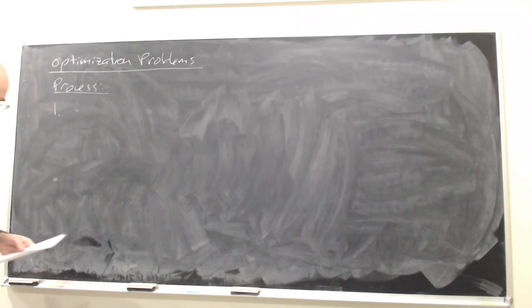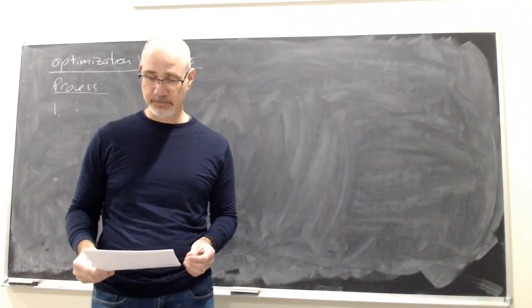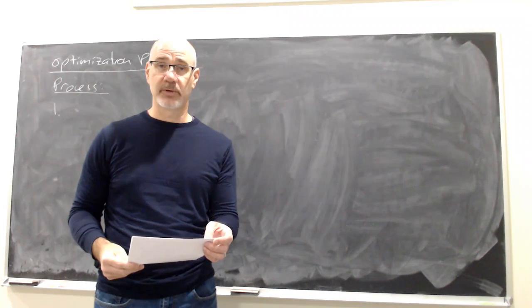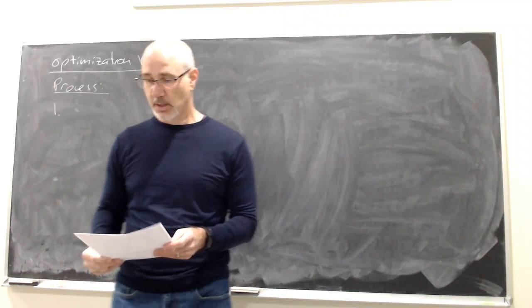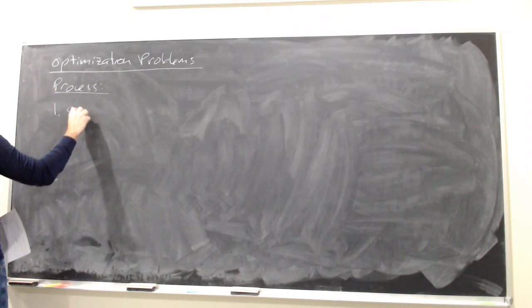number 1 is to read the problem carefully. You may have to read it several times, and that's okay. But the main point you're trying to get out of that reading is to figure out what it is you're supposed to optimize. In other words, what's the quantity that is to be maximized or minimized?